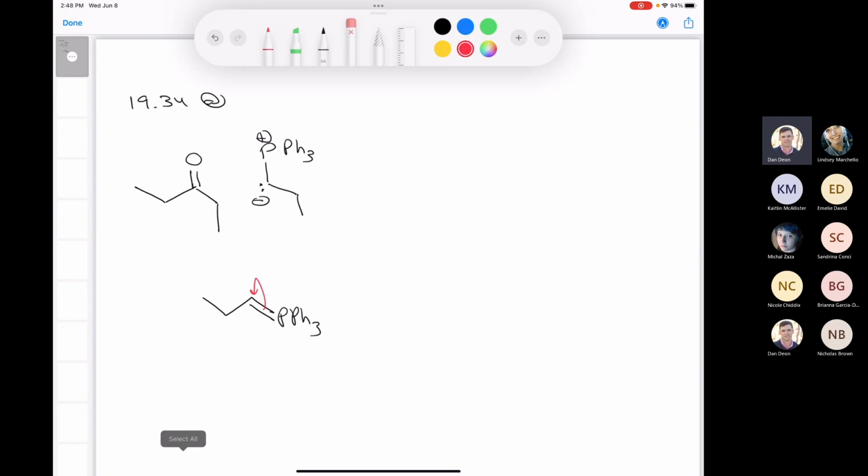So the first step is a 2+2 cycloaddition. This is my nucleophile, that's my electrophile. I've got a pair of electrons on the oxygen here, and what happens is a pair of electrons from the pi bond makes a bond between the oxygen and the phosphorus. That produces the oxaphosphetane.